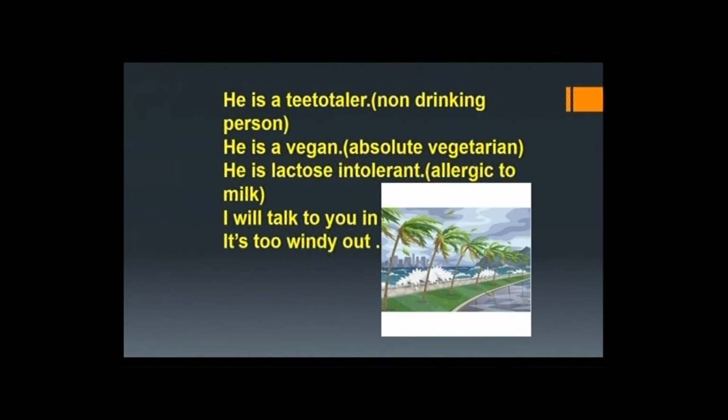So instead of saying this in this way, that it is too windy out, so it is, again it will show that you don't have that jargon, okay? And it means you are a non-native speaker of English but you are trying to speak English. It is too windy out.